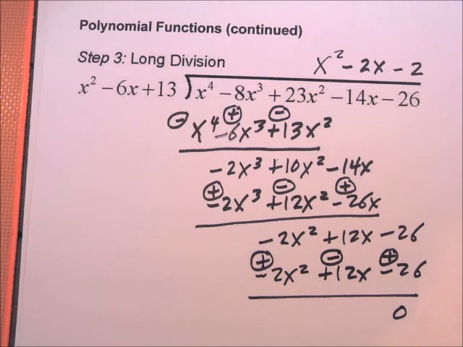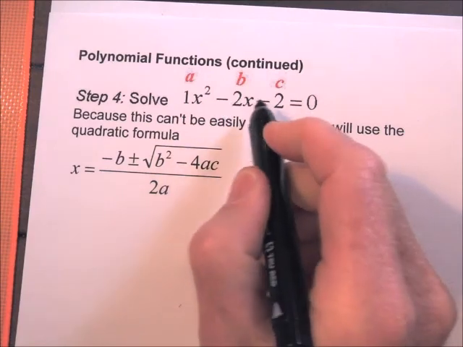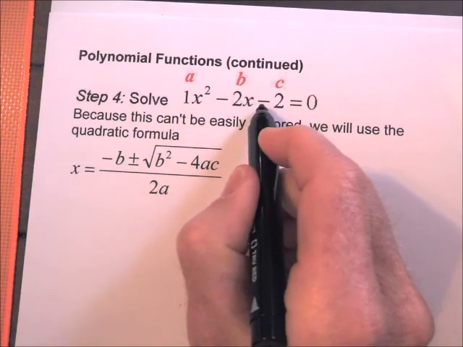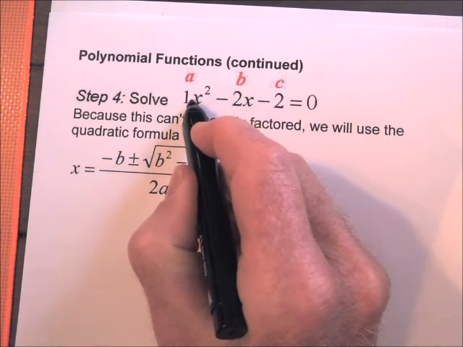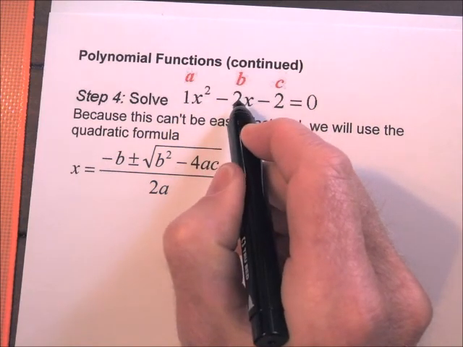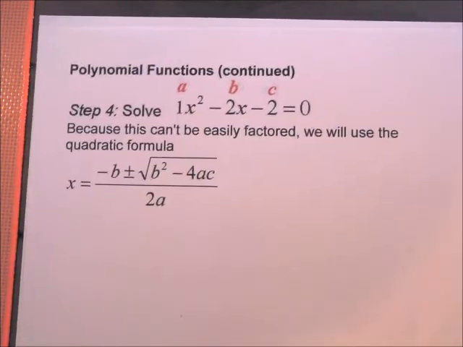And then we want to find out what values of x will make this equal to 0. Because this cannot be easily factored, we're going to use the quadratic formula. There's no number in front of the x squared. It's assumed to be 1. So we have 1x squared minus 2x minus 2 equals 0. A is the number in front of x squared, which is 1. B is the number in front of x, which is negative 2. C is the number by itself, which is negative 2.